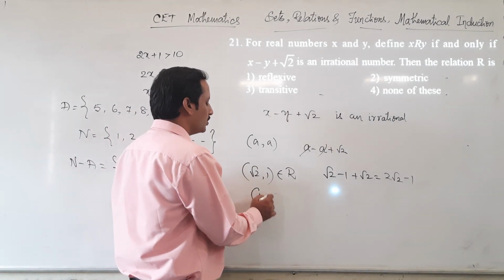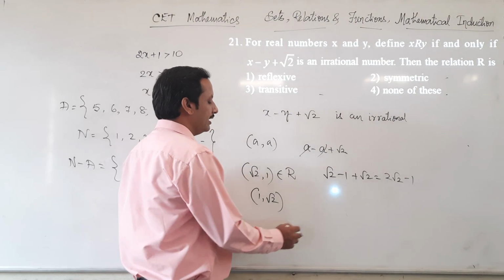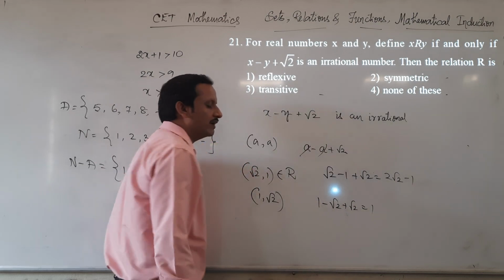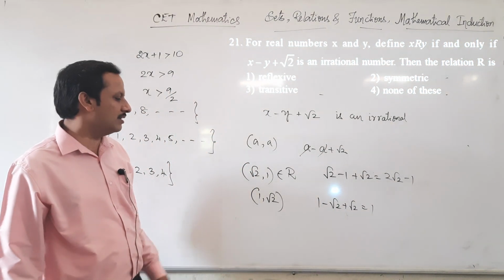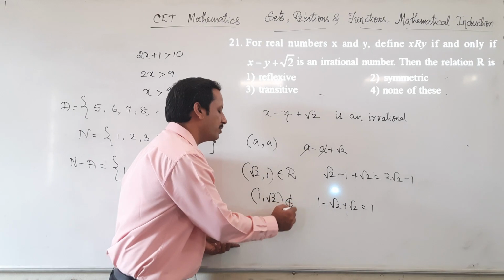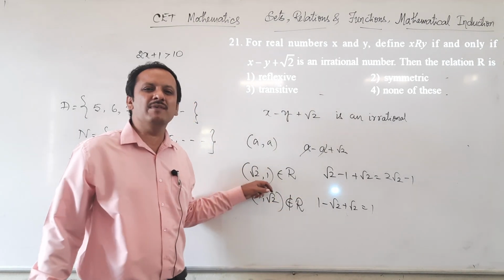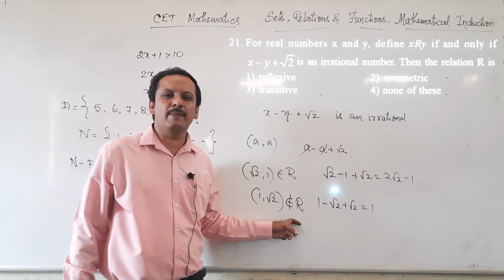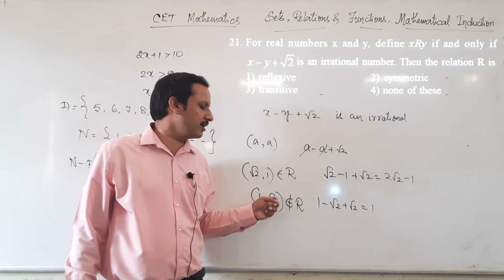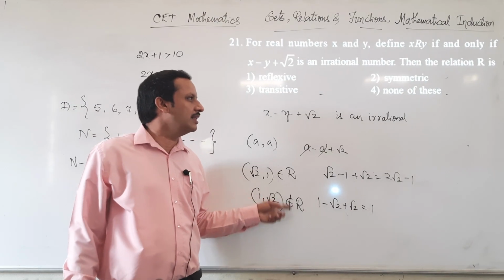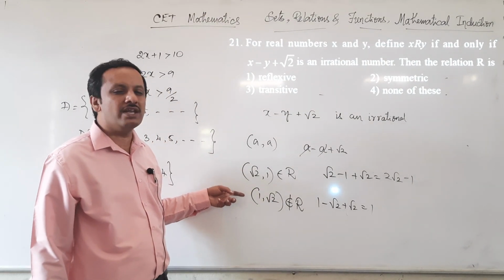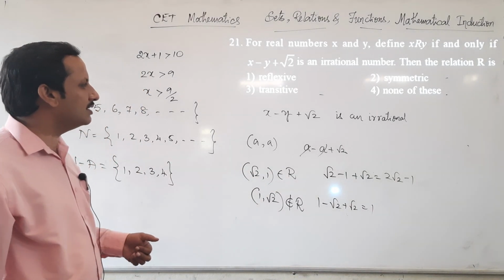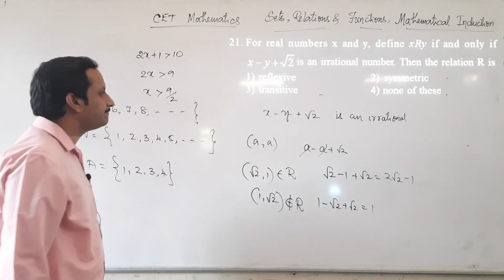But what about 1 comma root 2? If I take 1 comma root 2, I am getting 1 minus root 2 plus root 2. Here root 2 gets cancelled. We get 1. 1 is not an irrational number. Therefore, 1 comma root 2 does not belong to R. So, AB belongs to R, but BA does not belong to R. Therefore, this relation is non-symmetric. Now, I will tell you why it is non-transitive also.